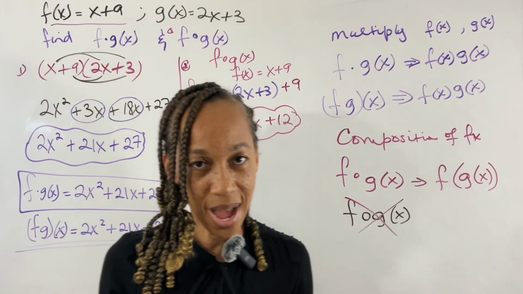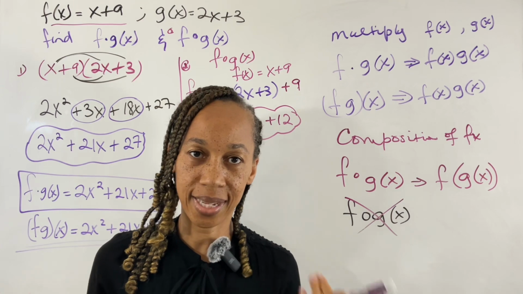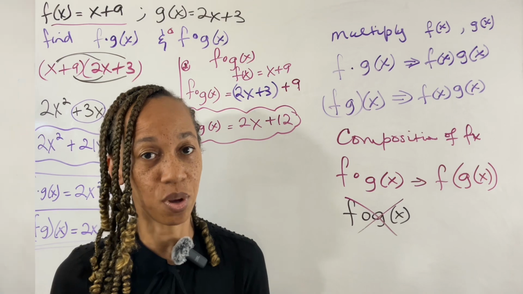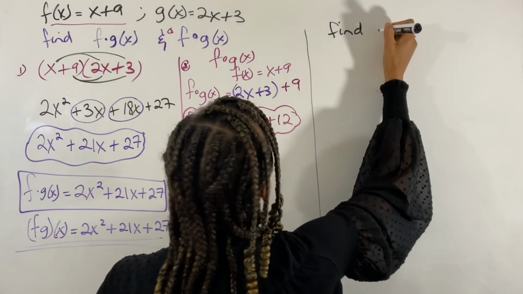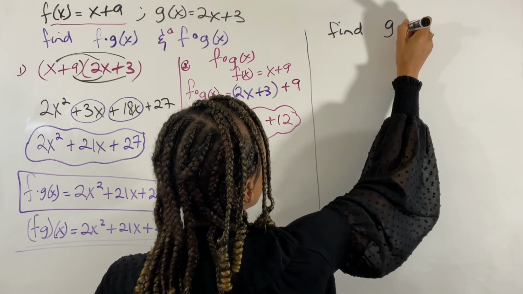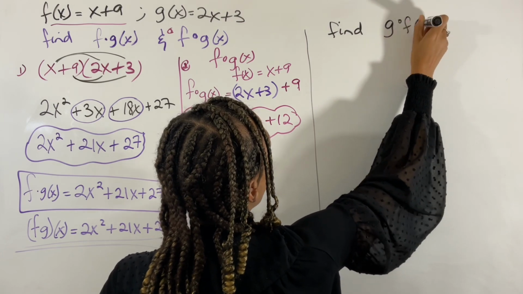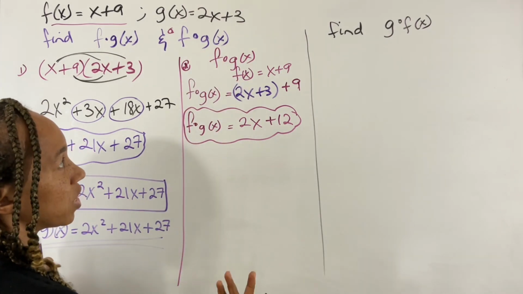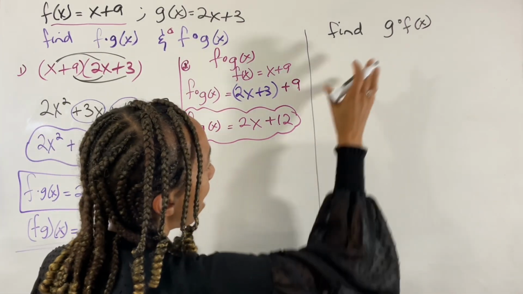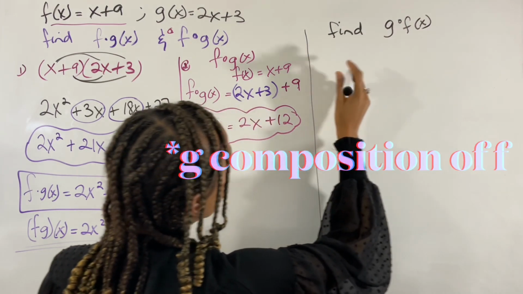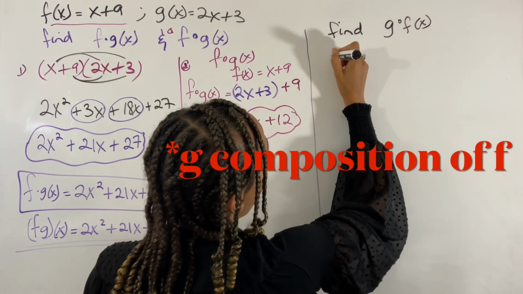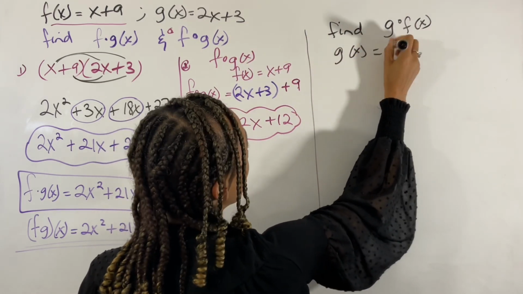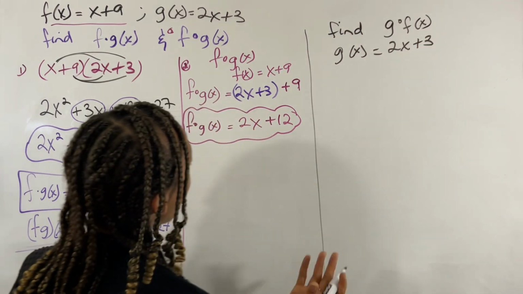As you should know by now, I always give more than one example. But I also want to show you something else before I get into that next example. What if I say to you, find g of f of x? Before we were doing f of g of x, or f composition of g, now we're doing g composition of f. So what we'll do here, I always like to write my first part, which is my g of x, which is 2x plus 3. So I have that written down.